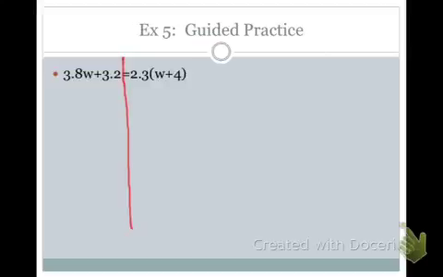So now we should have a variable term on one side, numerical term on the other side. So the last thing we're going to do is divide our coefficient, and we're going to get our final answer. All right, so let's look at this. If we start this problem on the left-hand side, we have 3.8w plus 3.2, and as we look at this, we have no parentheses. On the right-hand side, though, we do. So we're going to distribute.